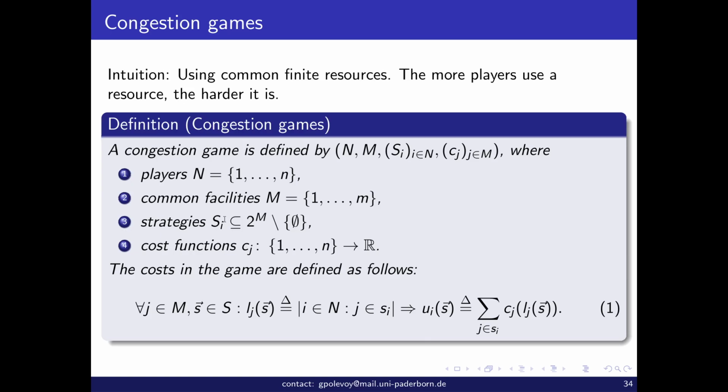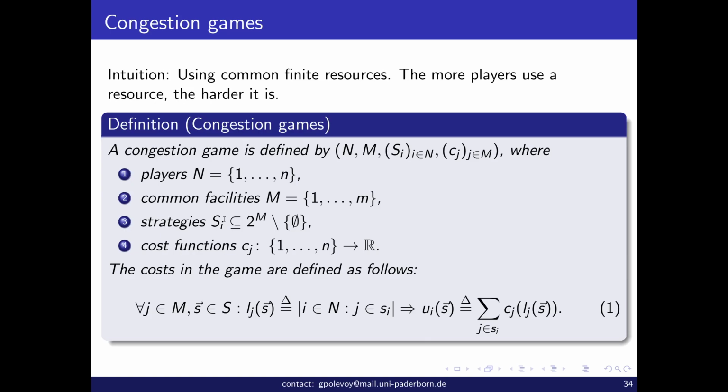So a player can choose which subset of the facilities from that player's S_i the player is going to use. For example, if we give the example of a network of roads, then in order to get from my point of origin to my point of destination, I need to use a certain subset of roads in order to get there. But it can be several options, but each subset is a possible strategy.